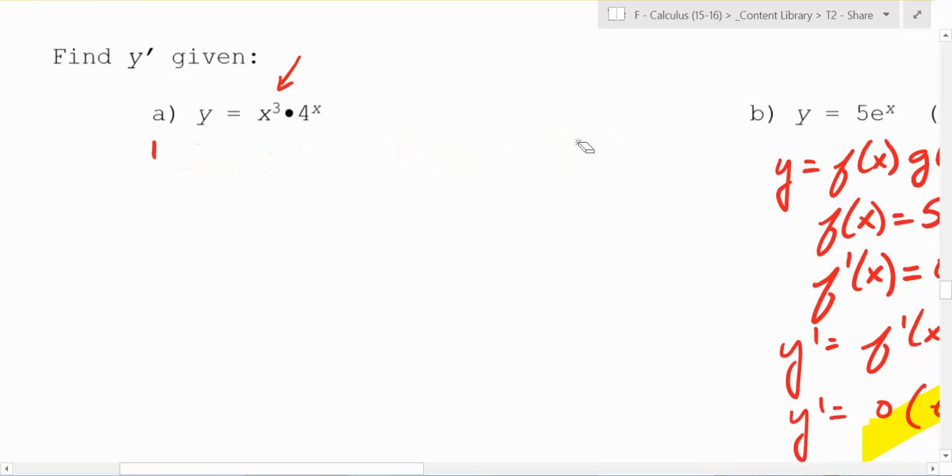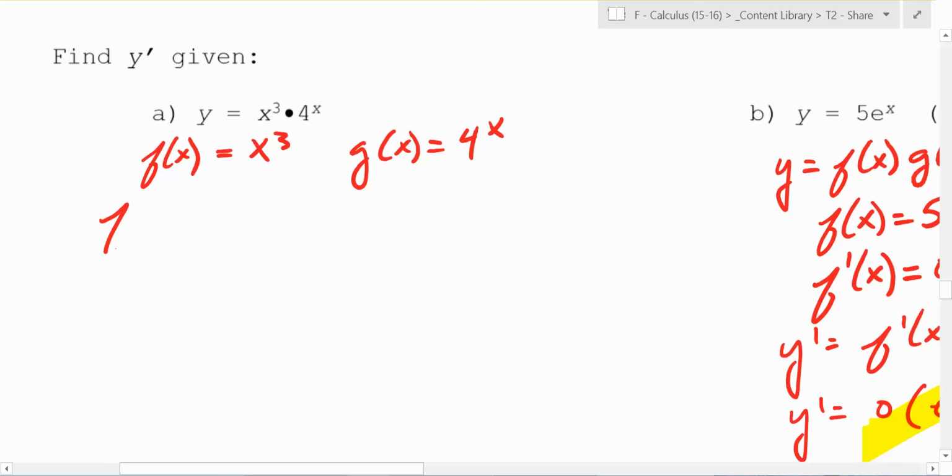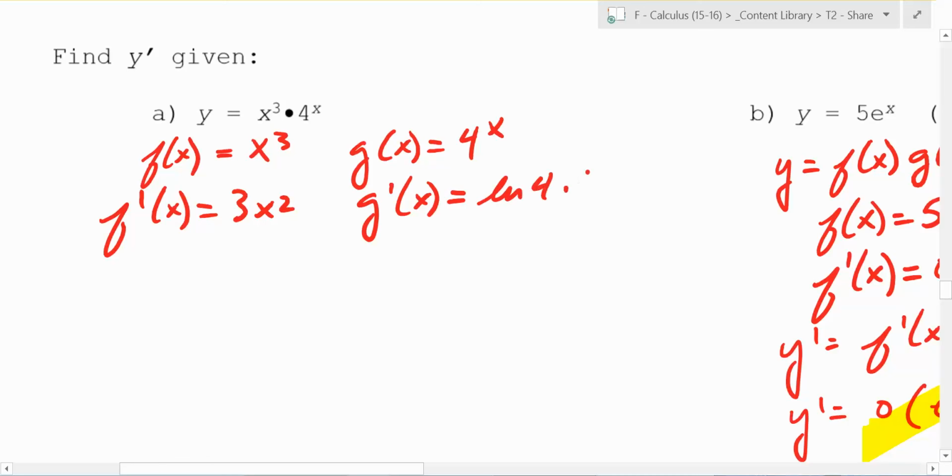So if we wanted to use the product rule over here the same way, let's look at this one again. Let's do it one more time fully. In this case, what's f of x going to be? X cubed. And what's g of x going to be? 4 to the x. So what's f prime? We already did this. It's 3x squared. And what's g prime of x? ln 4 times 4 to the x.